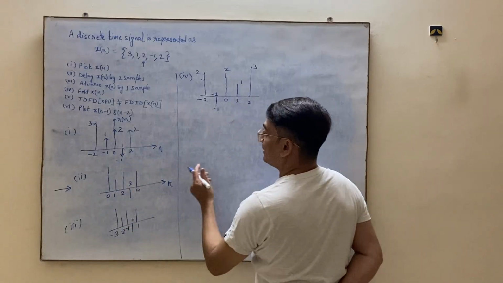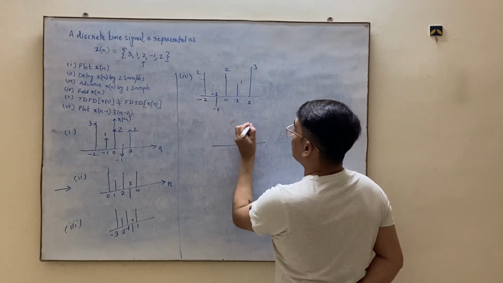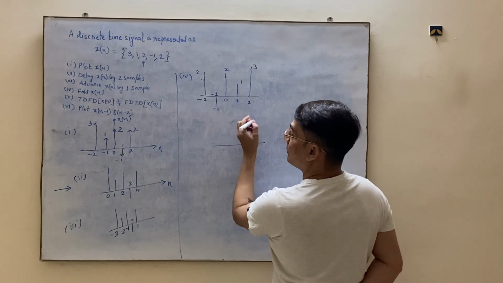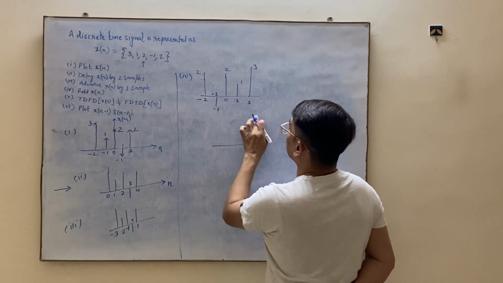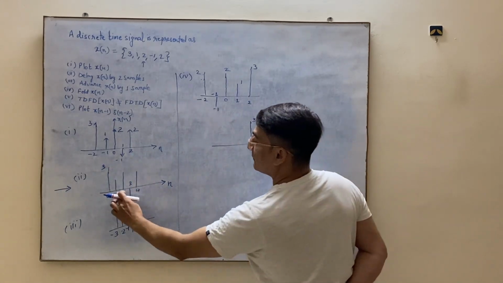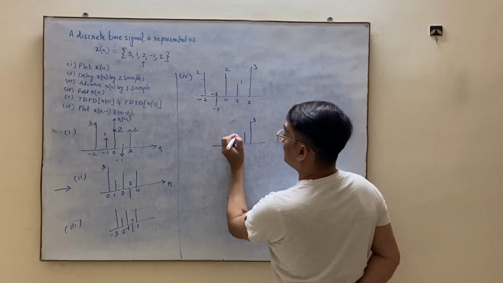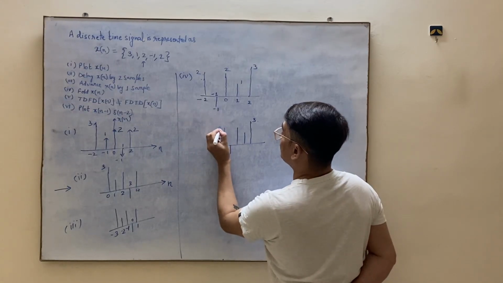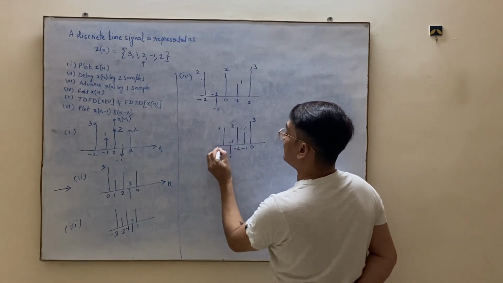Now we fold it. So we fold it, what will you get? You will get the sample at 0 is 3, so 0 will be 3, and then 1 will be minus 1, which is this. 2 will be 2, 3 will be minus 1, and 4 is also 2. So this is 0, minus 1, minus 2, minus 3 and minus 4.